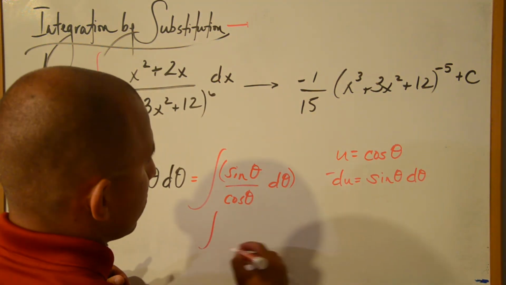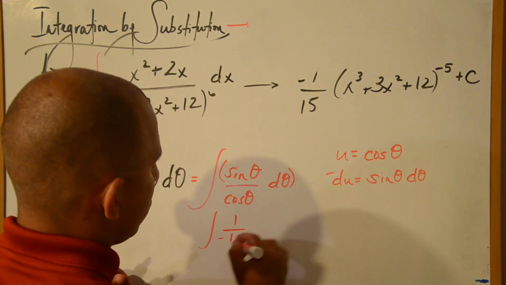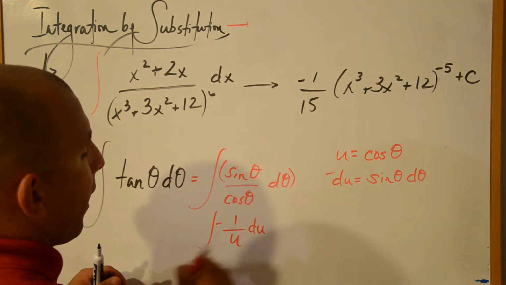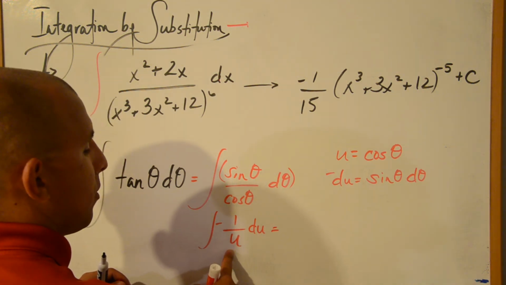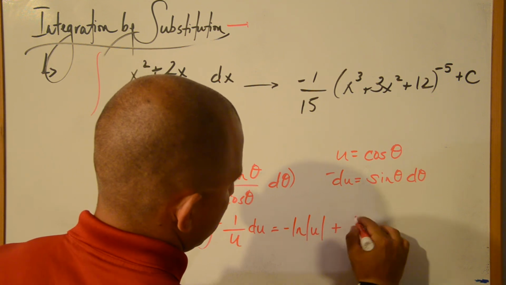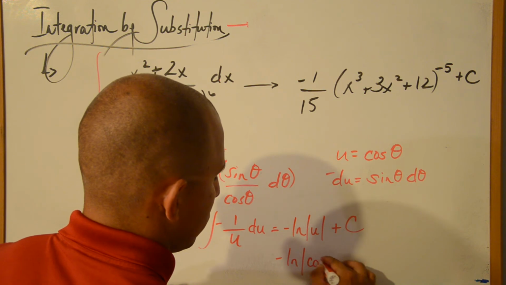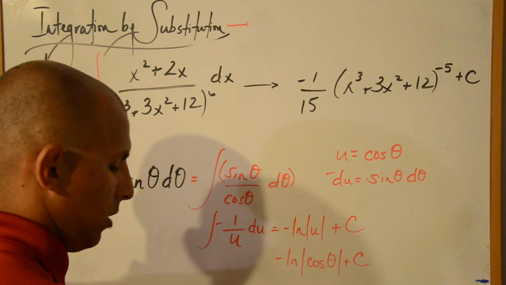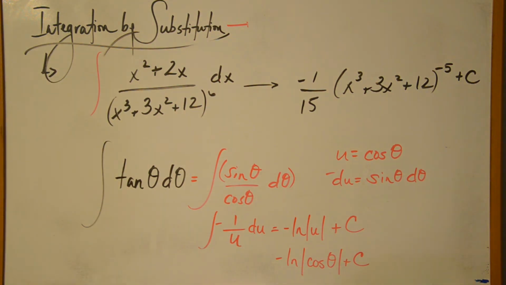And now our inner function becomes negative 1 over u du. And you should remember from earlier in this unit that when we have this type of rational function, we really have the natural log of u plus c, and a quick resubstitution leaves us at our final derivative.